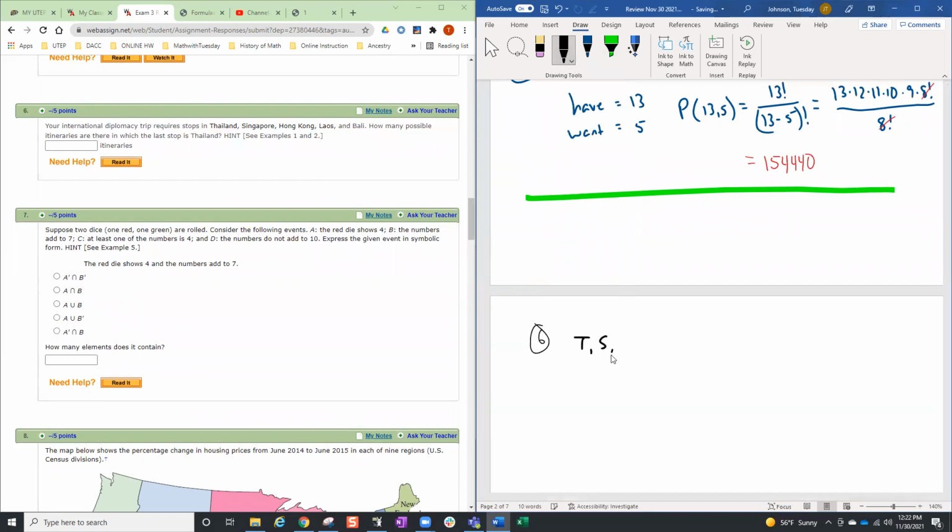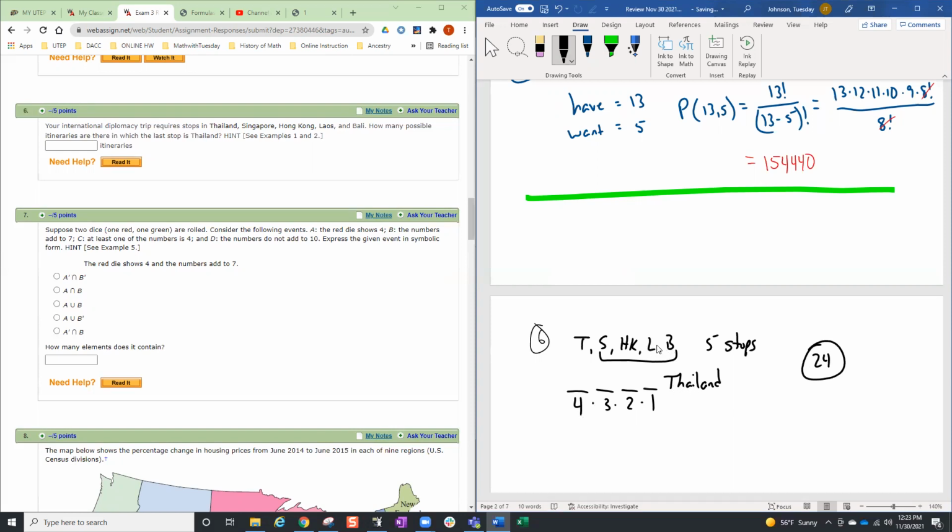So Thailand, Singapore, Hong Kong, Laos, and Bali: 1, 2, 3, 4, 5. 5 stops. So 1, 2, 3, 4, and I want to end in Thailand. So I have these other 4 options as my first step, 3 options as my second, 2 options as my third, 1 option before I hit Thailand, and it's an "and then," so we multiply it. 12 times 2 is 24.